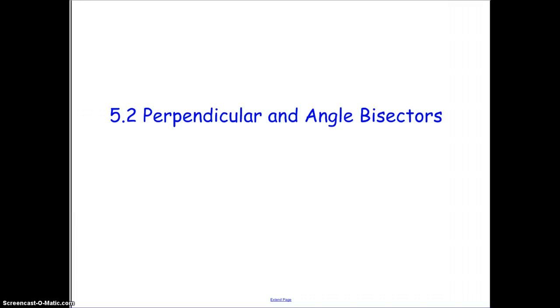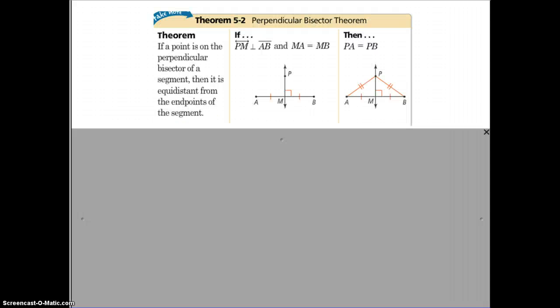Geometry World. What we're going to work on today is 5.2 perpendicular and angle bisectors. So let's make sure we know what all of these vocab words mean. Perpendicular means two lines intersect to form right angles. And bisector means that two segments intersect so that one segment is cut into two equal congruent segments.